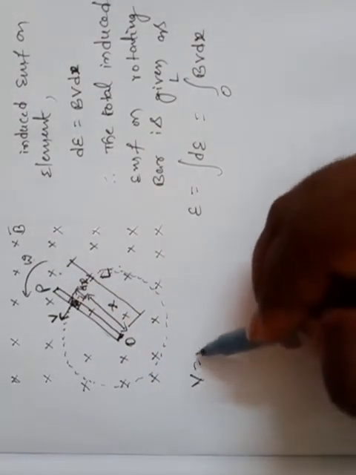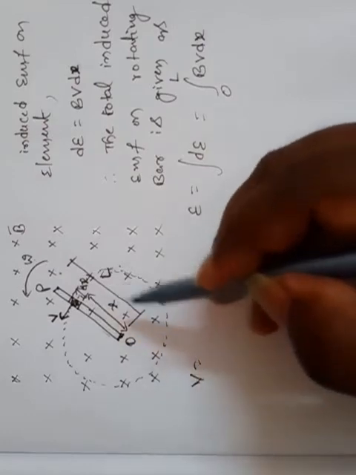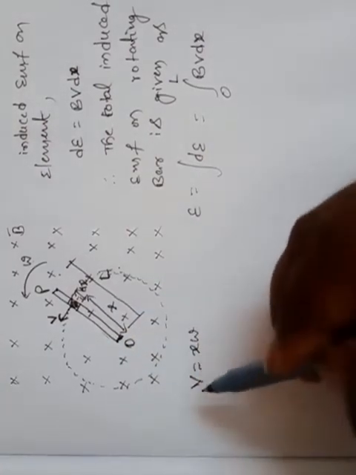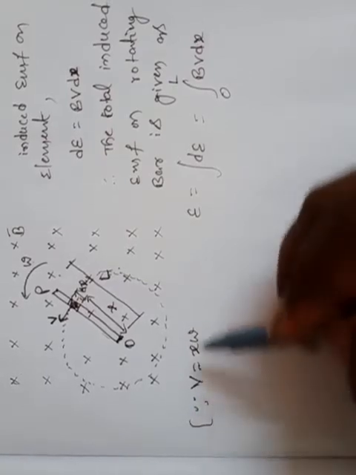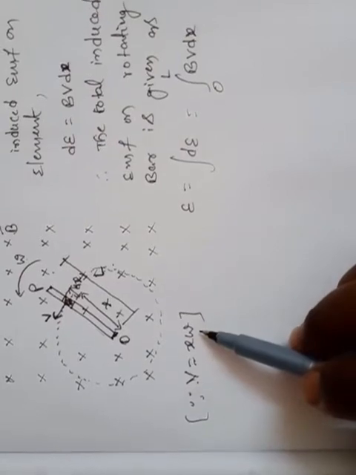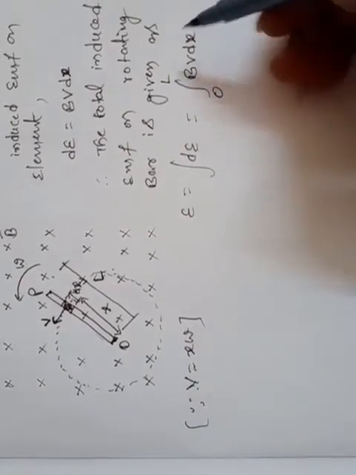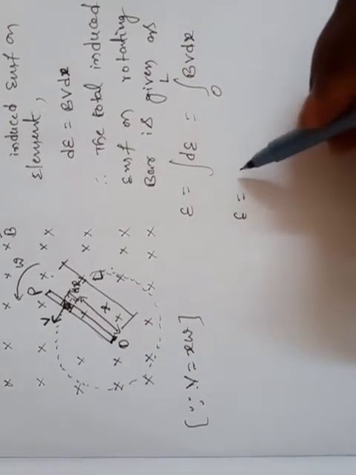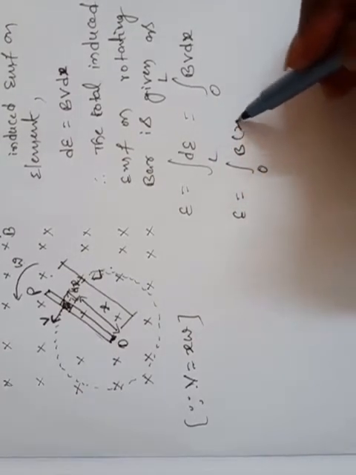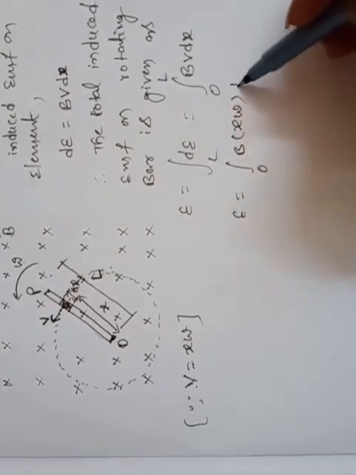V is equal to, generally if it is a radius, R into omega. Here what is the radius? It is X into omega. So this is a relation between linear velocity and angular velocity. So here V we can write integration 0 to L B into X omega into dx.